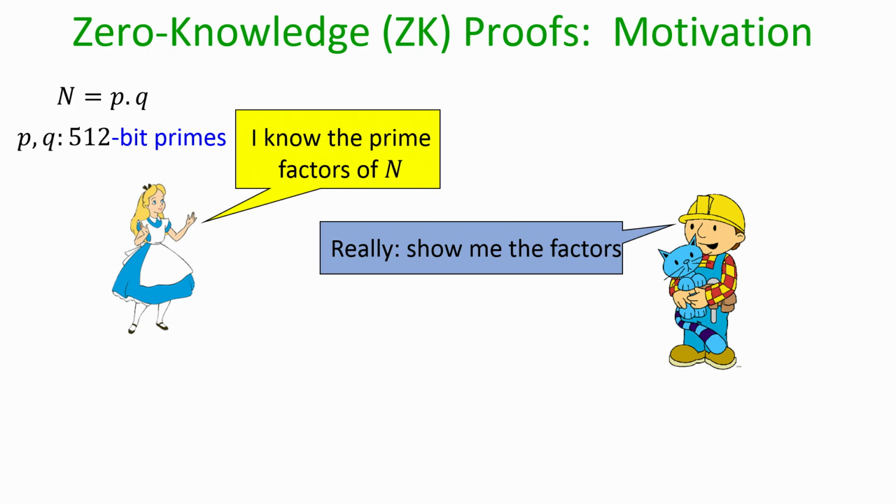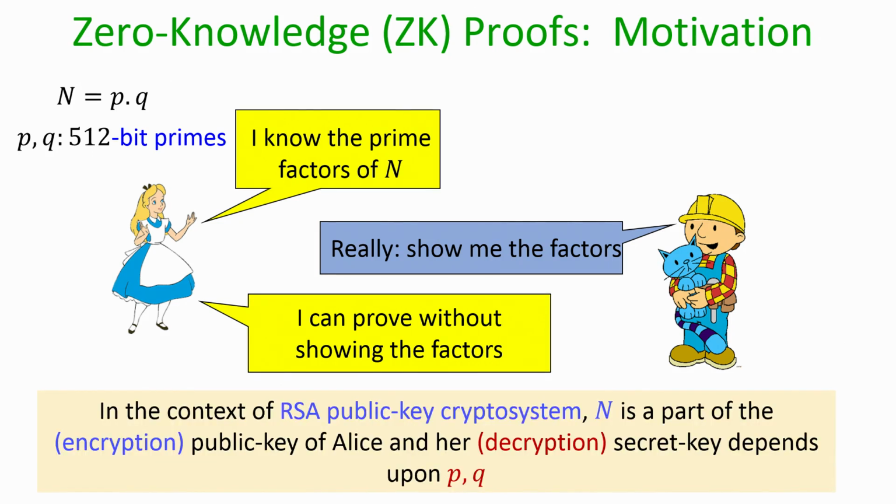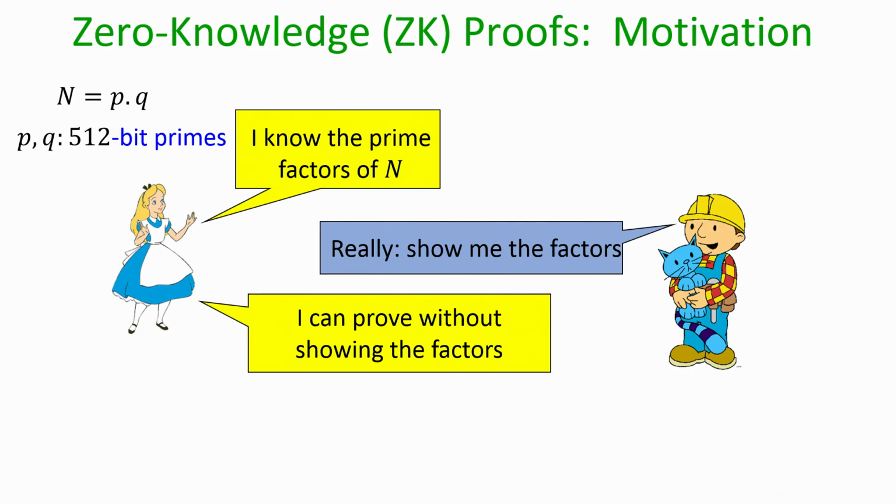One way of proving her statement is to show the witnesses in clear, but what a zero knowledge protocol is going to do here is allow Alice to convince Bob that indeed she knows the prime factors of n without actually showing the witnesses, namely P comma Q, because P and Q might be some secret information for Alice. In this whole process of zero knowledge proof, Alice ends up convincing Bob that she knows P and Q without actually revealing P and Q.